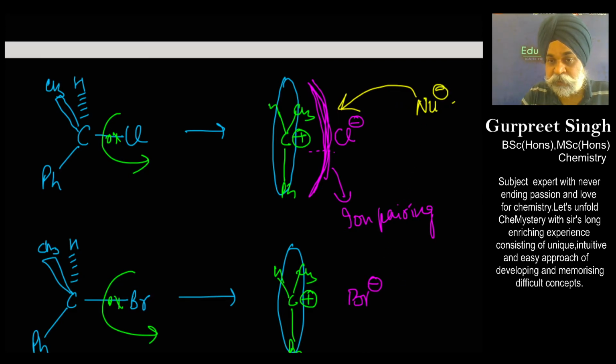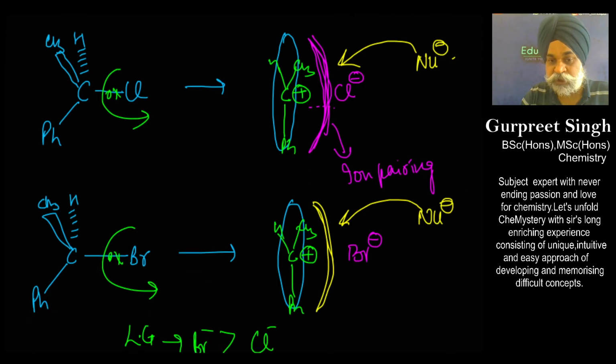Versus here the blocking would be more, because Cl would not like to go away from the positive charge compared to Br negative. Br, having a better leaving group tendency, wants to remain away from this carbocation. So the blocking which we are getting for the incoming nucleophile would be lesser. Let me explain it once more so that you could understand it better.